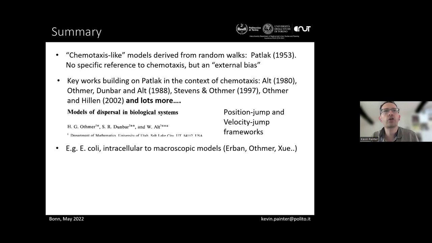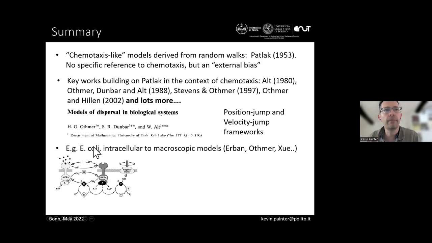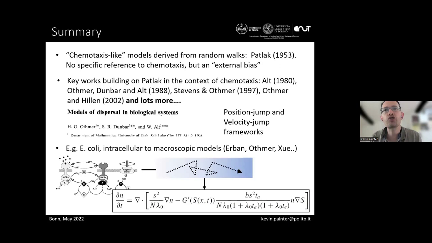coli, which can be thought of as a paradigm for this velocity jump random walk model. What this has really allowed us to do is go from the level of intracellular signaling, how that signaling affects the turning behavior of individual cells, and translate that out through this velocity jump random walk to a macroscopic model. So those macroscopic parameters really depend on the underlying dynamics of intracellular signaling, connecting right down from the smallest microscopic details into a macroscopic framework.